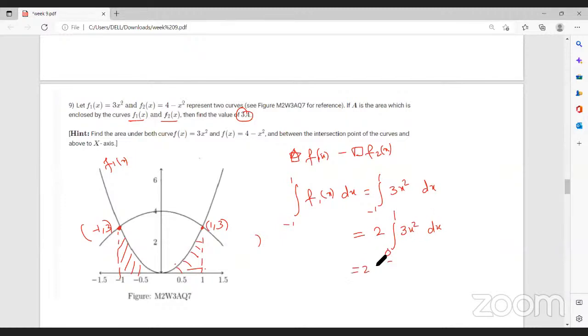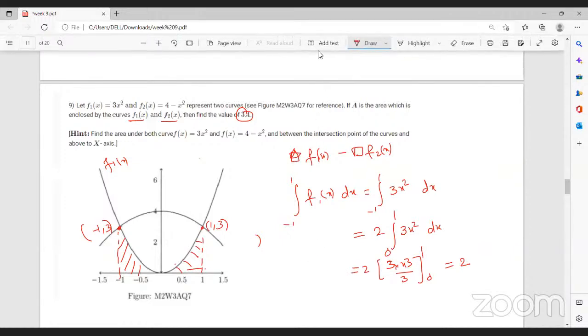So now just evaluate the integral, that is 3 into x cubed by 3 from 0 to 1. So if I put 1, 3 gets cancelled, it will be 2, right? 2 is the answer, right? Yes, sir. So this question is not in the Solve with Us. This question is an activity question, non-graded.